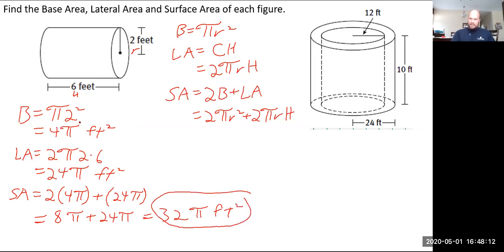So my base area, again, was 4 pi feet squared. My lateral area, 24 pi feet squared. And finally, my surface area, 32 pi feet squared. But again, it is the same idea of being a squared unit because we're talking about area, something that's two-dimensional. If we were to unwrap all of it, it's a two-dimensional figure once it's unwrapped in the shape of a net. So again, area versus volume. This is only two-dimensional, so it's in units squared.